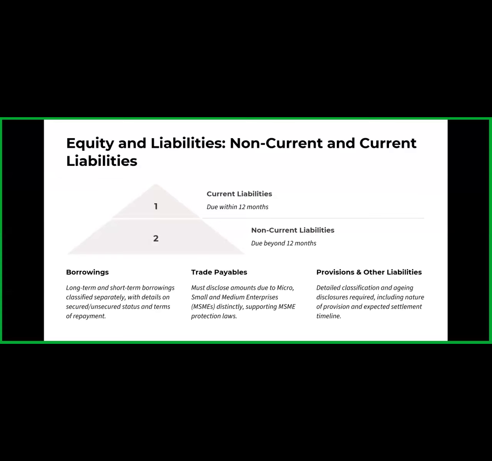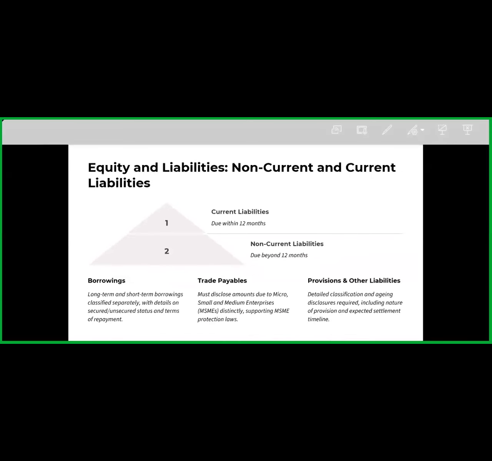So the government wants the non-current liabilities to go into the non-current table, and the current liabilities, that is the short-term borrowings, into the current liabilities. Likewise, for trade payables, they must disclose the amount due to micro, small, and medium enterprises. If the trade payables are to be paid within the year, then they are current liabilities, and after 1 year they are non-current liabilities. Likewise, we can divide the different liabilities into two parts.